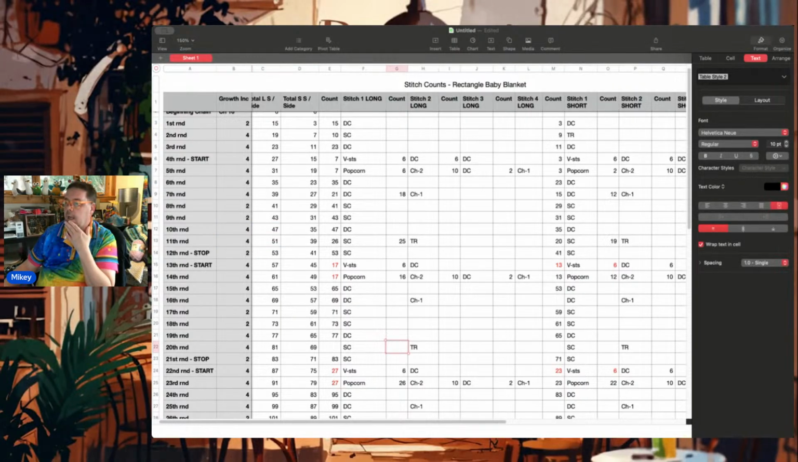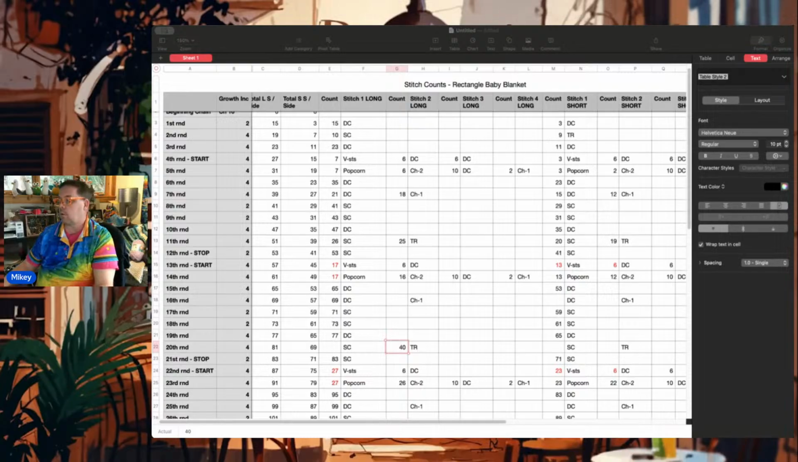And so we take 80 divided by 2. So this would be then 40. So what would be the math between that? So 40 minus 25. So that's a total of 15.